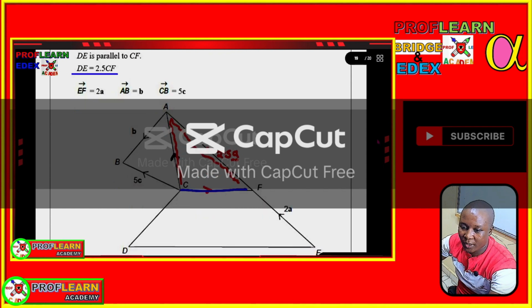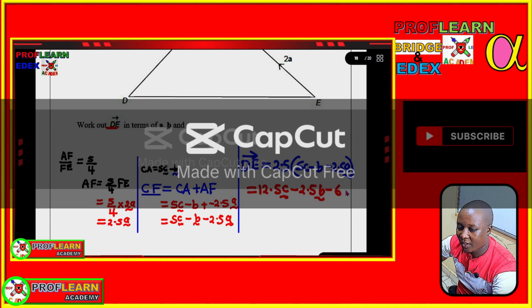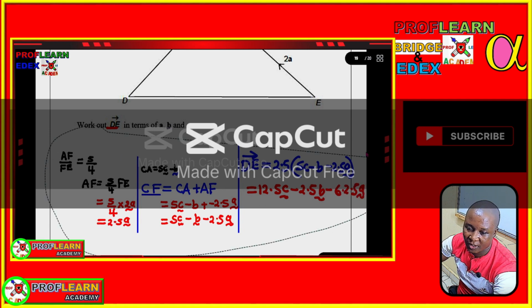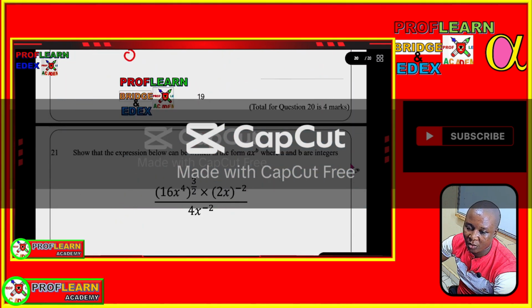So if we work it out, we have CF here. So it's going to be that answer, 2.5 times whatever we have at this given point. If we work it out, we're going to get our answer: 12.5C minus 2.5B vector minus 6.25 vector A. And that marks the end of that question on vectors.